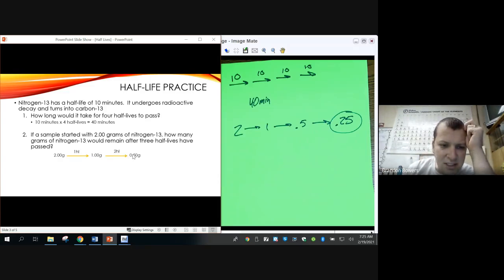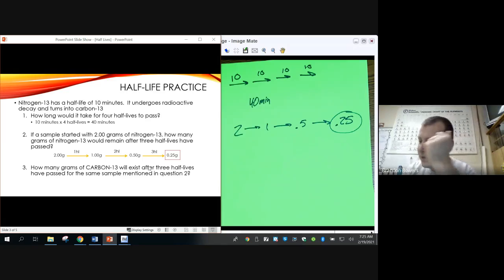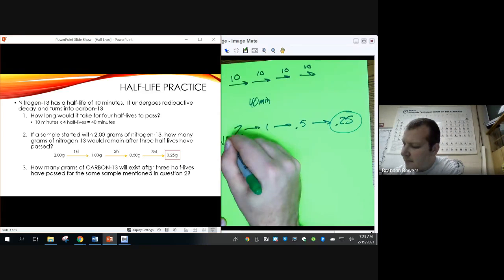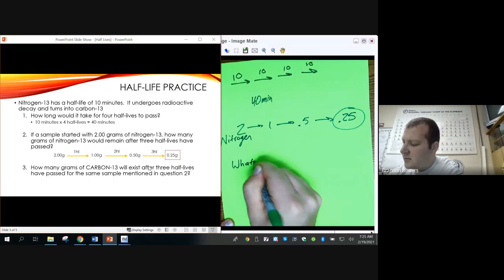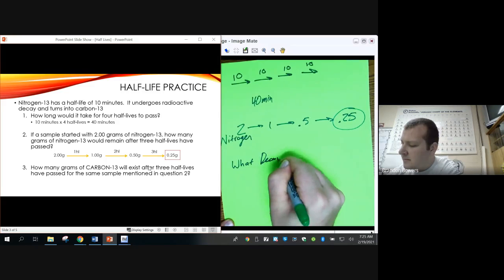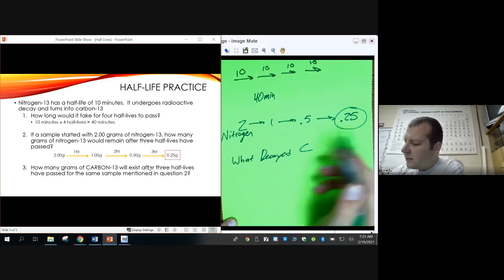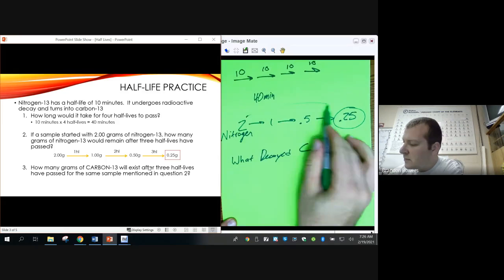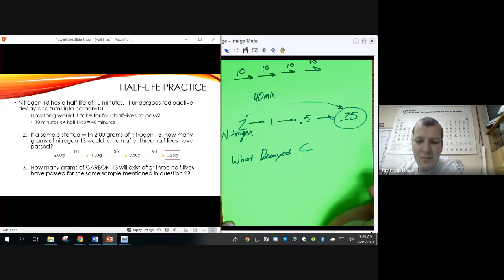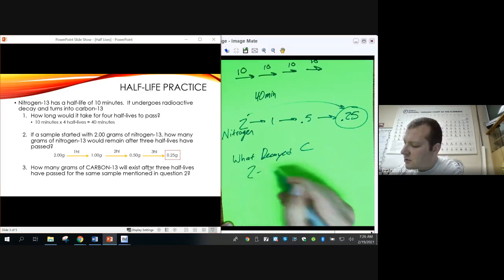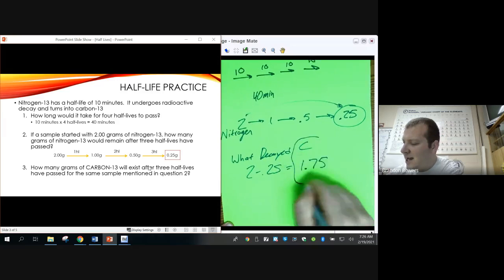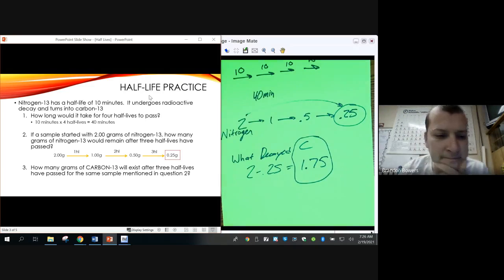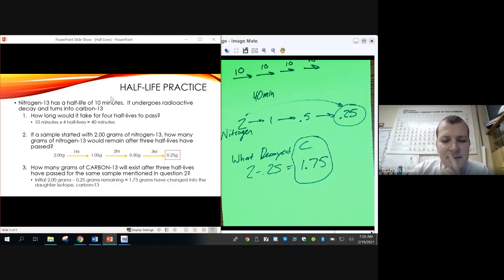Now, the next question says, how many grams of carbon will exist? Well, this was nitrogen, and whatever decayed turned into carbon. Nitrogen went from 2 to 0.25. So how much did we lose? 2 minus 0.25, we lost 1.75 grams because that turned into carbon. And that's some of the practice.